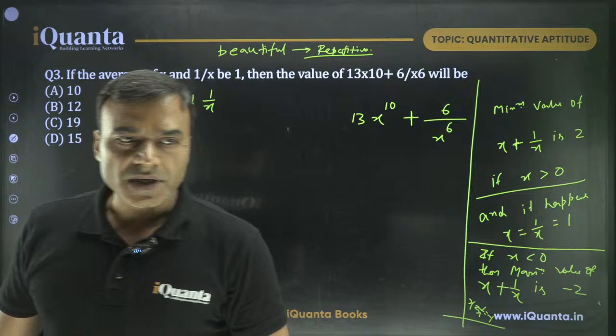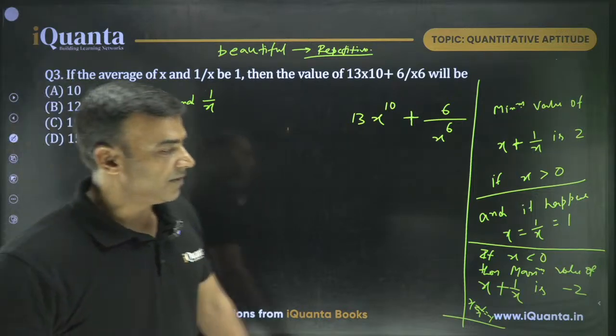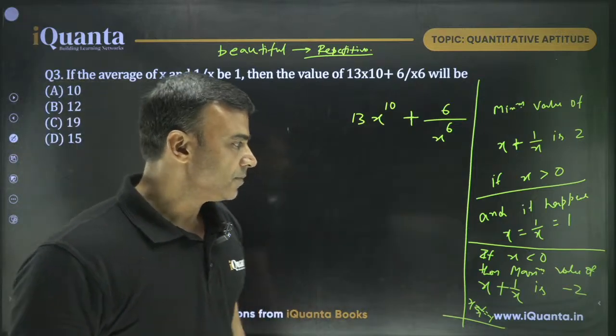So if the number is positive, then the sum of the number and its reciprocal has a minimum value of 2. And if the variable is negative, then the sum of the number and its reciprocal has a maximum value of minus 2. Note both, both will be useful in their own places, okay?